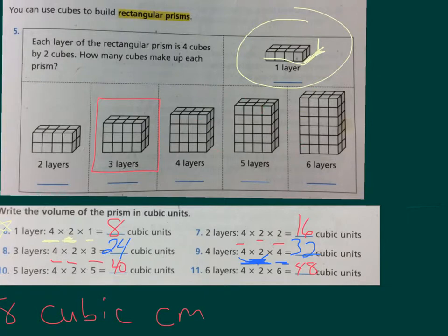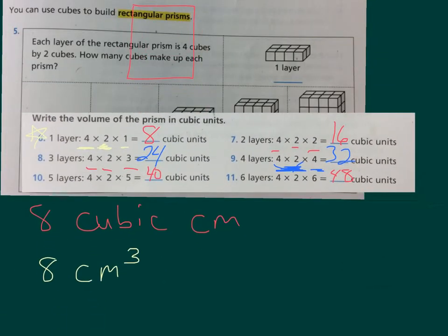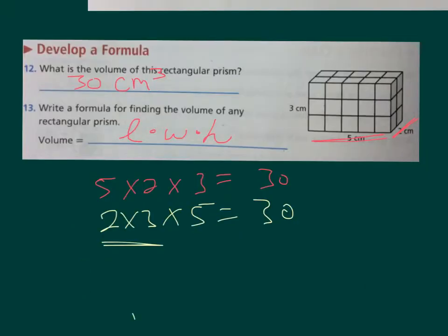But we don't necessarily need to count the cubes. We can always multiply length times width times height. We also talked about cubic centimeters, and it could be any unit, and how we could write those as cubic centimeters or centimeters cubed. The 3 stands for cube, so 8 centimeters cubed. We then developed our formula, and that's where we learned about length times width times height.